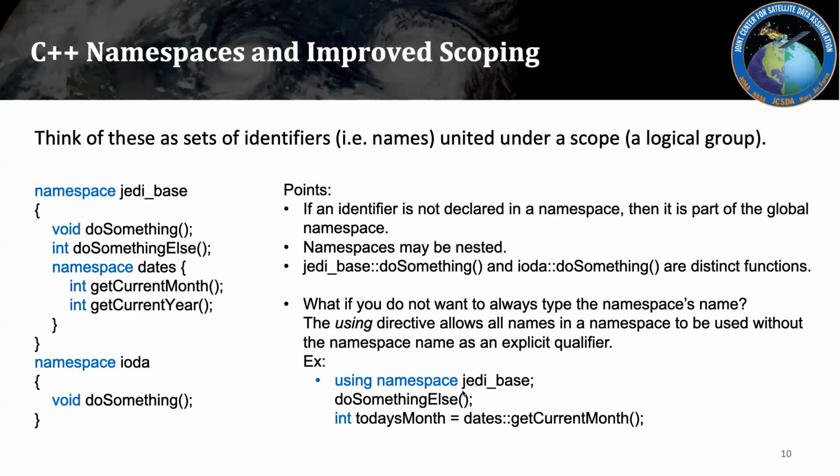So say that we use something called using namespace JediBase. Then you no longer have to prefix the doSomethingElse function with the namespace name. And now inside of JediBase, you can call getCurrentMonth, just like this. Wherever you see two colons together, that usually means that you're dealing with a namespace in some way or form.